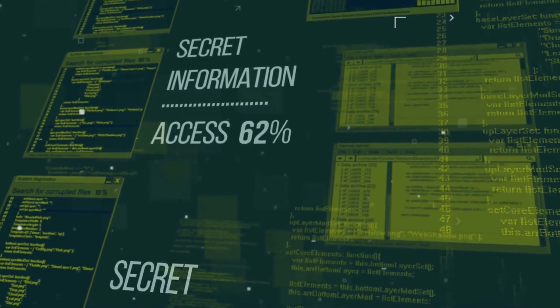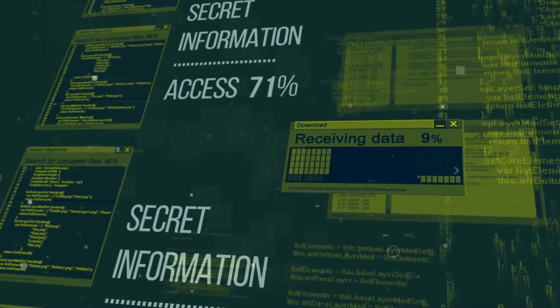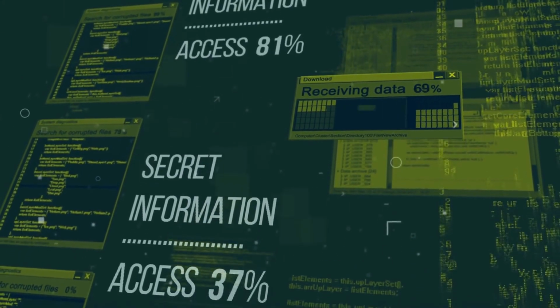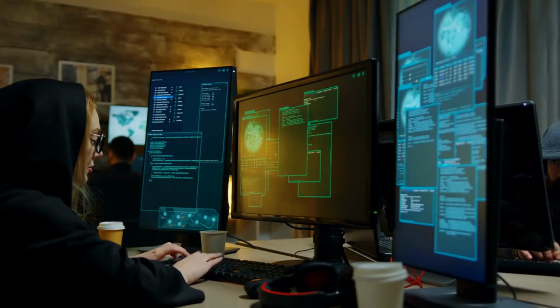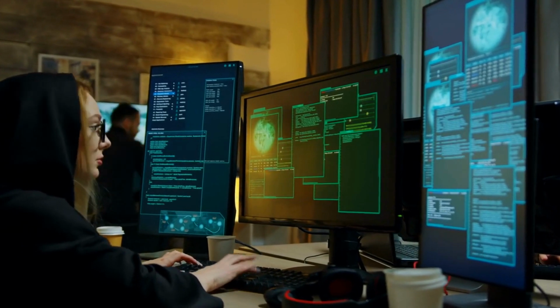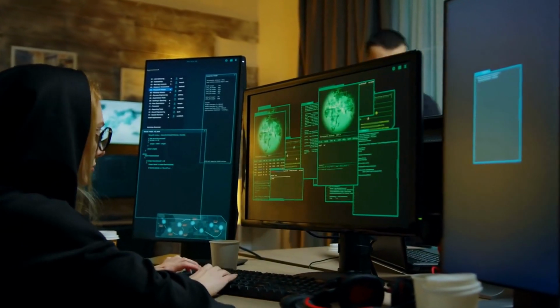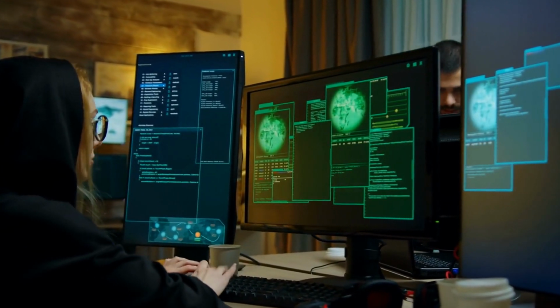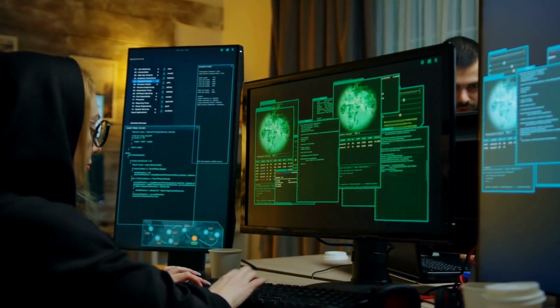Privileged access management, or PAM, is the practice of controlling and monitoring access to sensitive information and systems. This includes granting and revoking access privileges to users, as well as monitoring and auditing activity to detect and respond to any unauthorized access attempts.